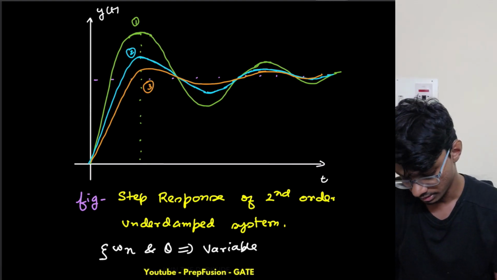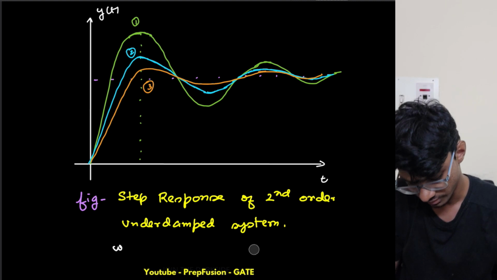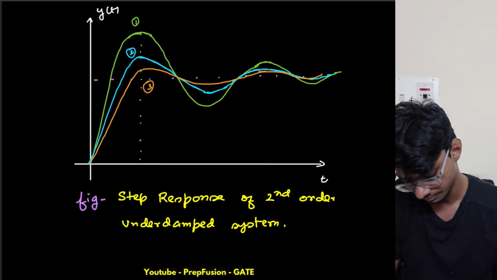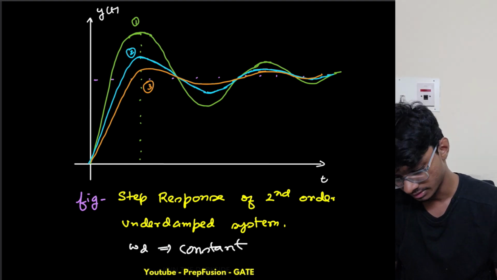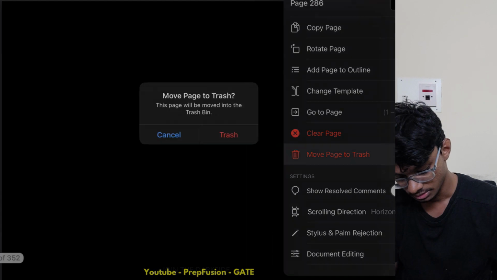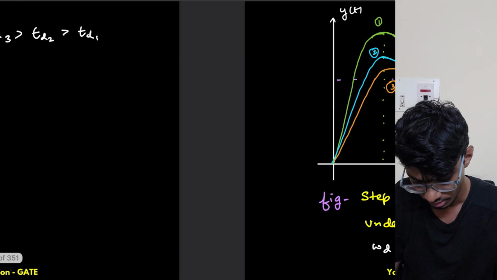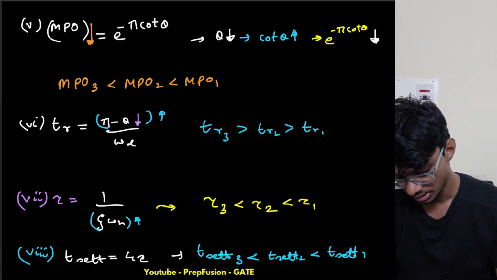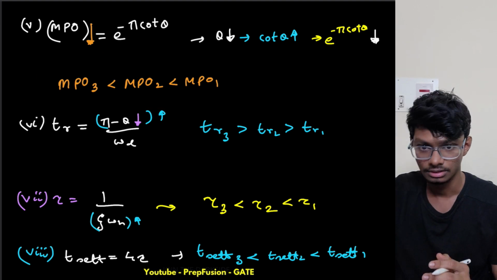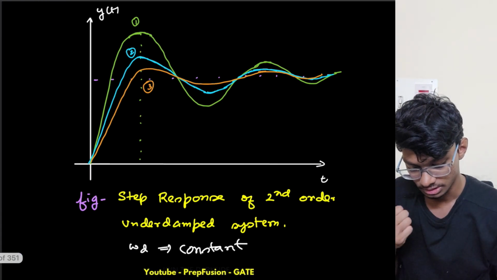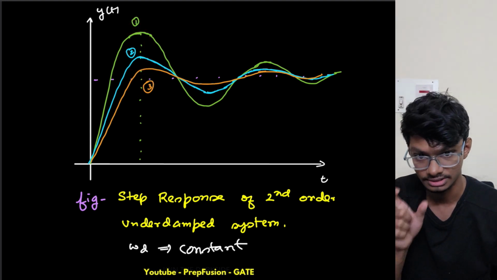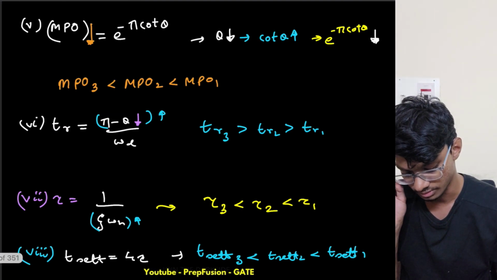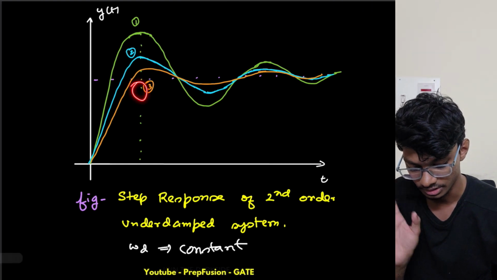Here, let me say that omega d is constant. So let's check what things are okay with this. What do I see here? I see that my MPO is reducing. This is the first one, and it is reducing. So the third one is the least one. Here my third one has the least MPO.